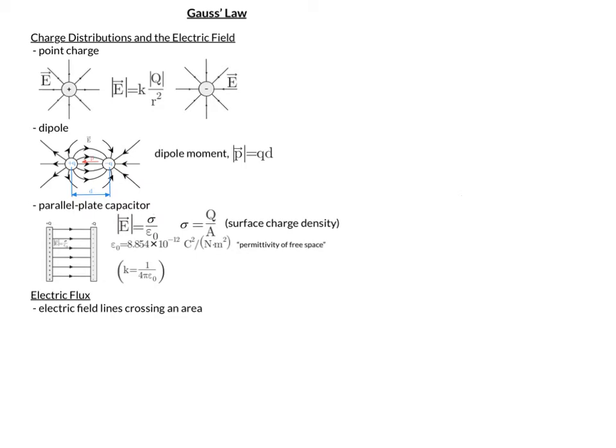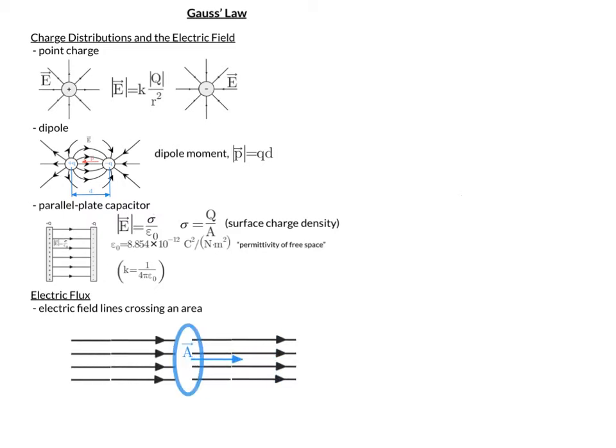So the electric flux, stated simply, is the electric field lines that are crossing an area. So here we have an example of an electric field. We have electric field going this way, and then we're placing an area here that we're trying to see how much electric field crosses that area, and that would be our electric flux.